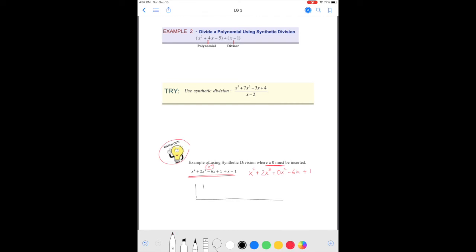So I do my L, a 1, a 2, a 0, a negative 6, a 1. And the opposite of that is 1. We drop, we times, we add, we times, we add, we times, and get negative 2. And remember, this is 1 less than that. So it's x cubed plus 3x squared plus 3x minus 3, minus 2 over x minus 1, and x cannot equal 1.